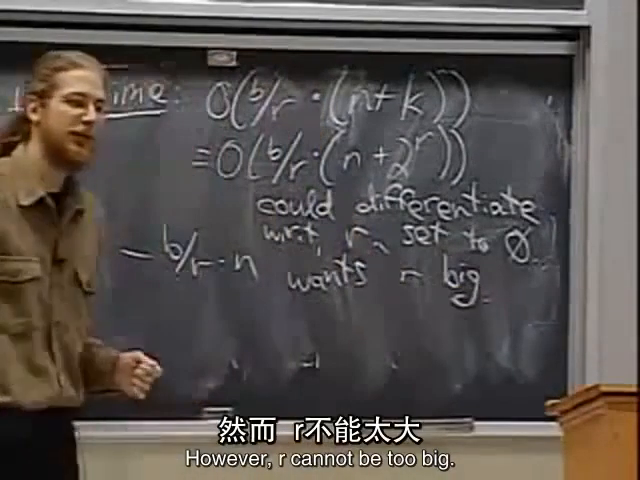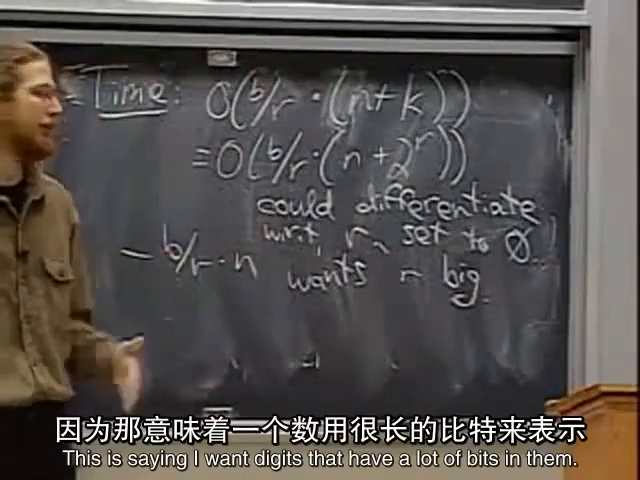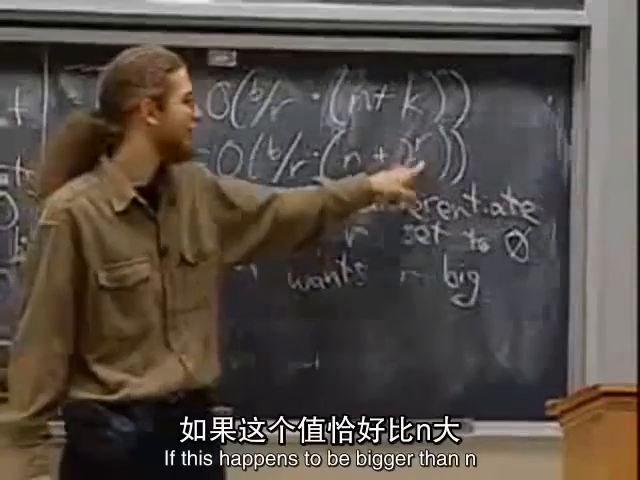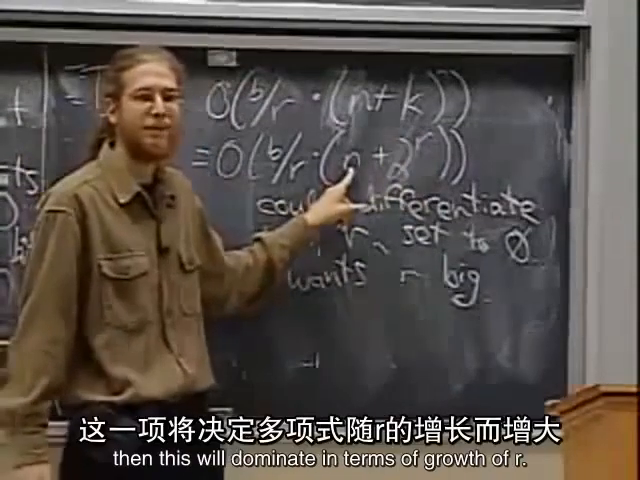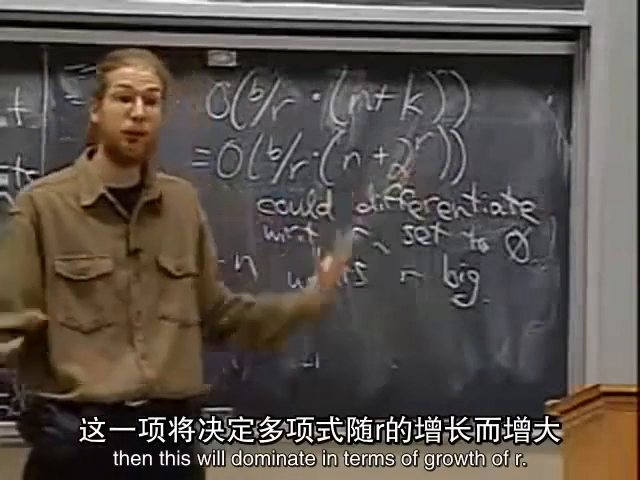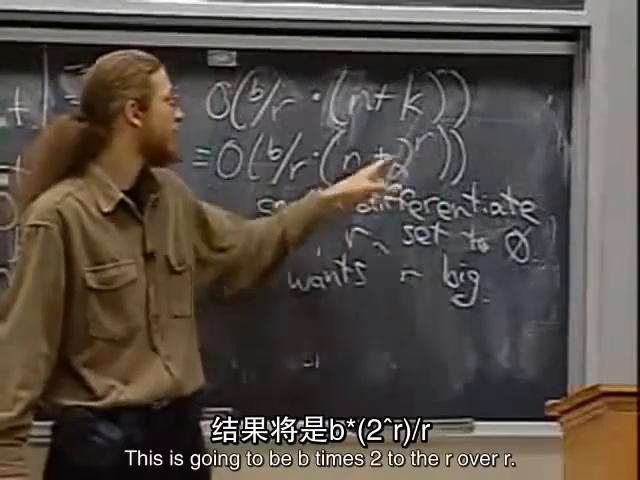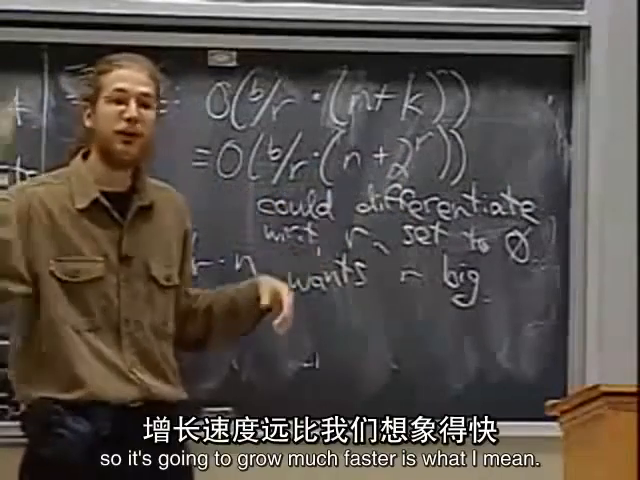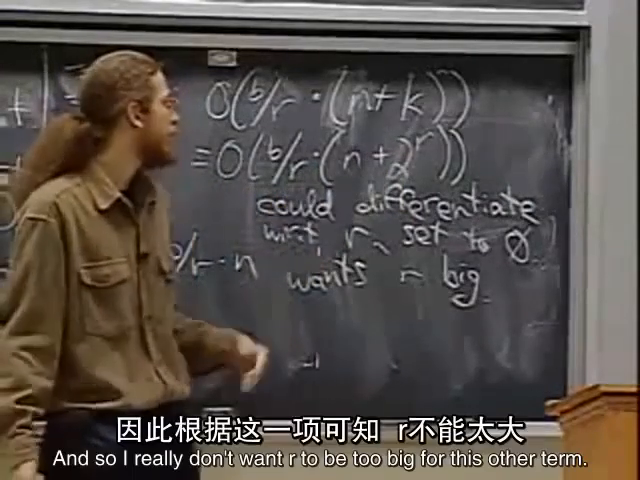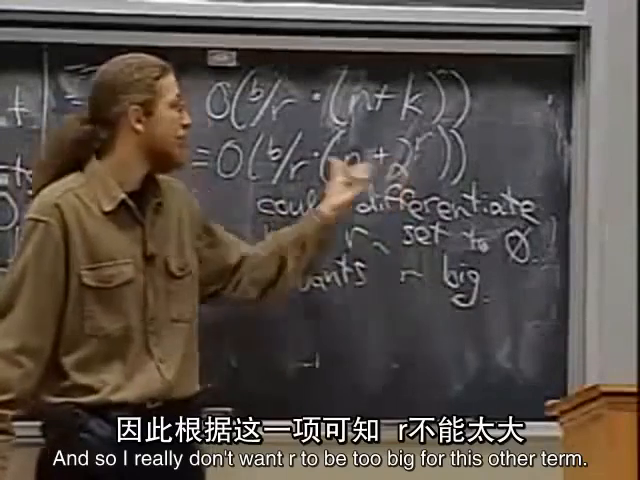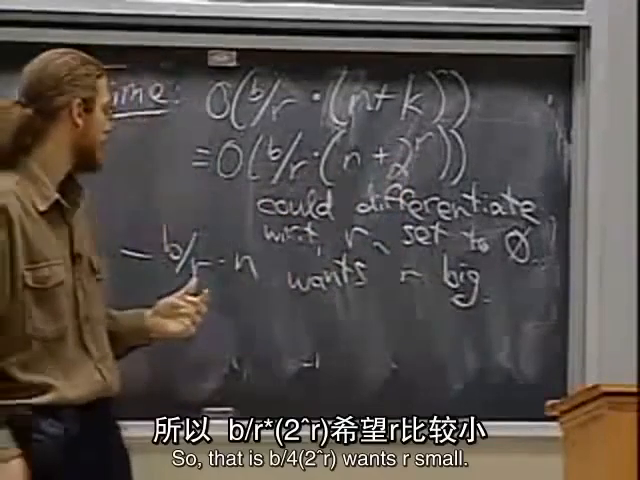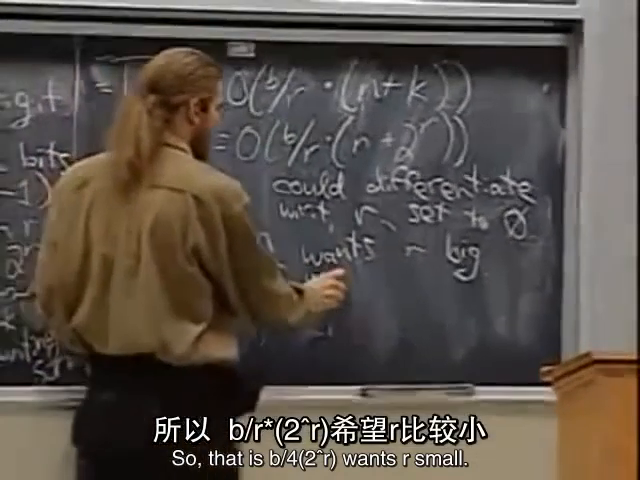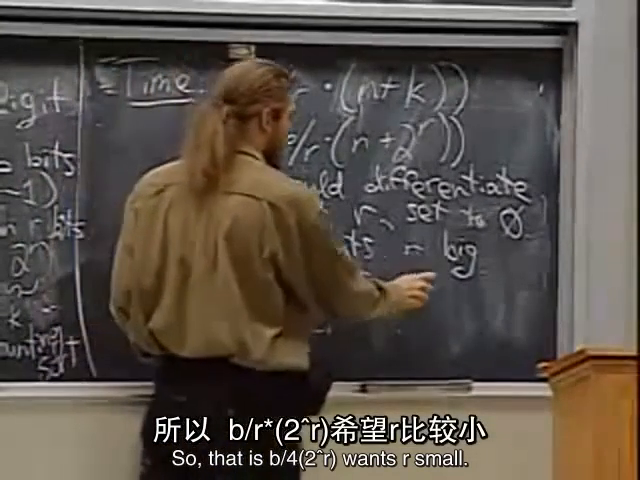However, r can't be too big. This is saying I want digits that have a lot of bits in them. It can't be too big because there's this 2 to the r term out here. If this happens to be bigger than n, then this will dominate in terms of growth of r. This is going to be b times 2 to the r over r. 2 to the r is much, much bigger than r, so it's going to grow much faster. That's what I mean. I really don't want r to be too big for this other term. So b over r times 2 to the r wants r small.